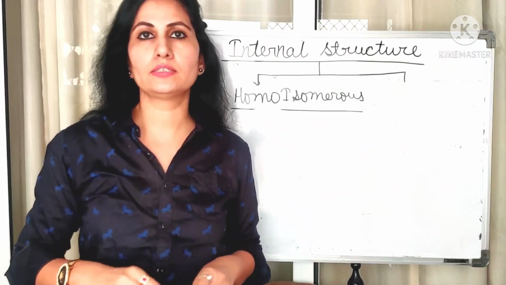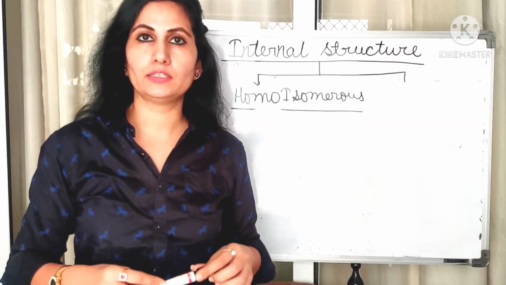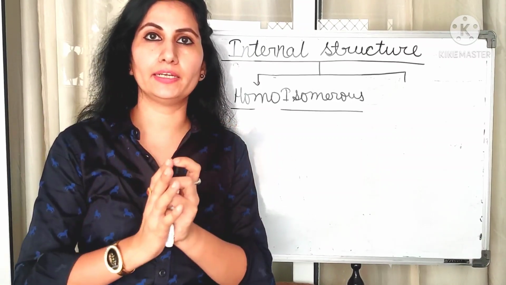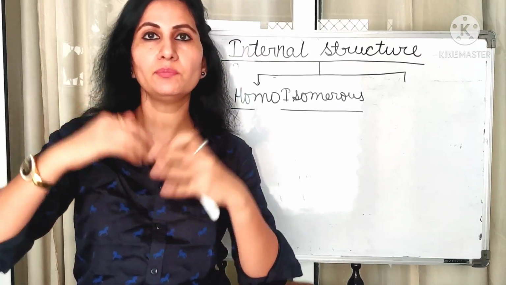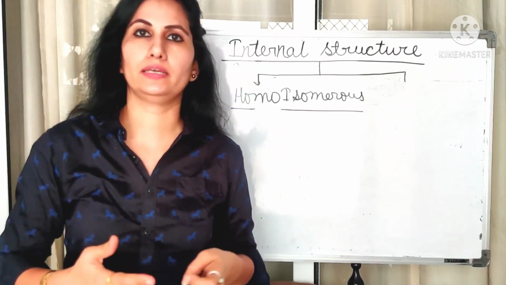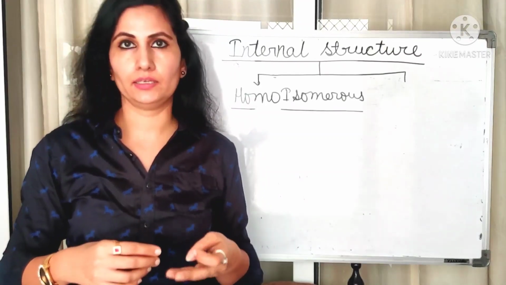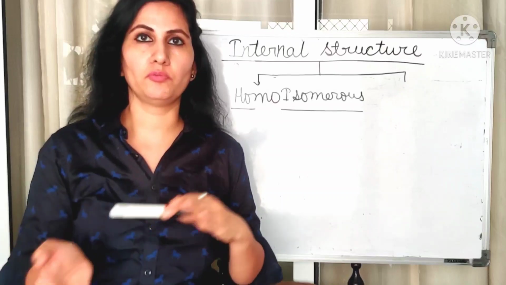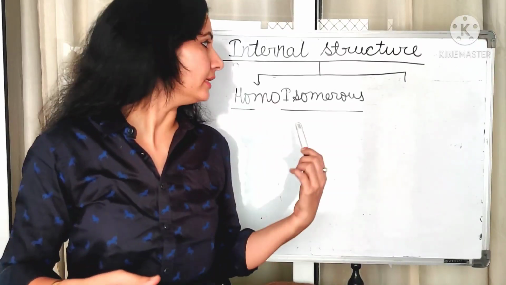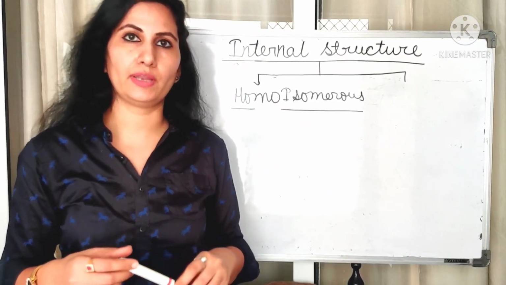In homoisomerous lichens, fungi and phycobiont are not confined to a discrete layer. Means they are randomly distributed throughout the thallus of the lichen. There is no particular lining or stratification of mycobiont and phycobiont in this homoisomerous type of lichen.